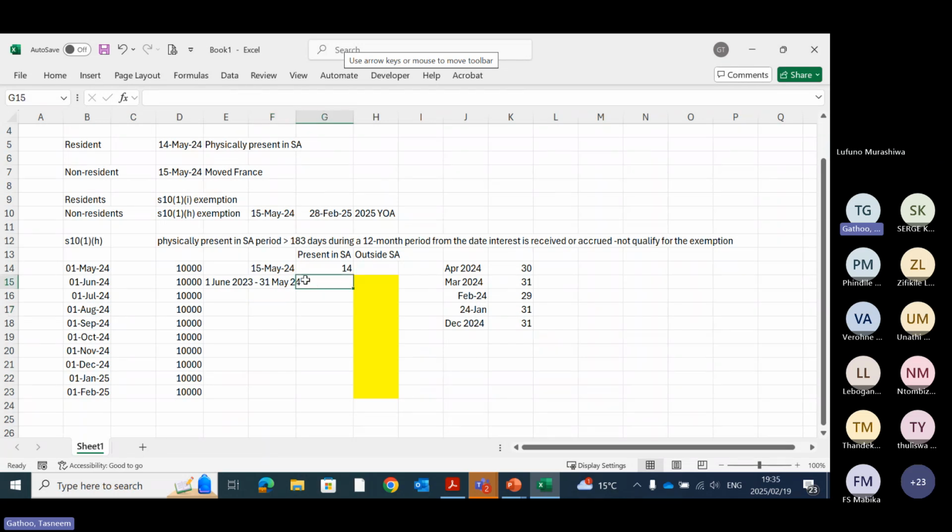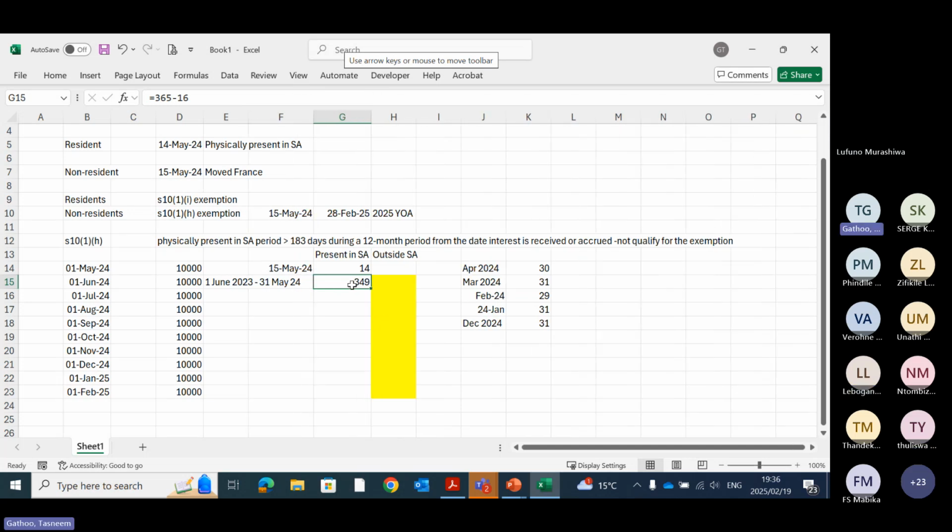In this case, she would have only not been here for the 16 days in Feb. So she would have been present in South Africa for 365 minus 16 days. That means she was physically present for a period exceeding 183 days. So the amount for June can't qualify for the exemption.